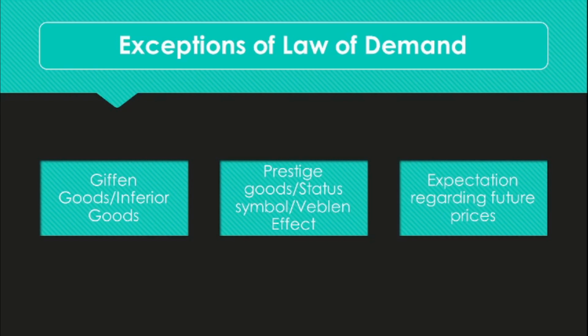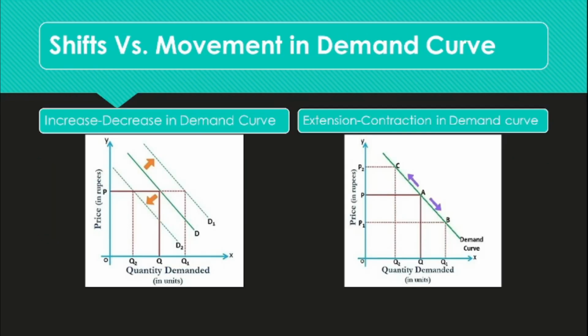So these are the exceptions of the law of demand, where it does not hold true, where we cannot find the inverse relationship, as the law of demand states, between the price of a commodity and the quantity demanded. And in today's lecture, the last topic is regarding the shifts in the demand curve versus movement along the demand curve. Now, what does it mean?